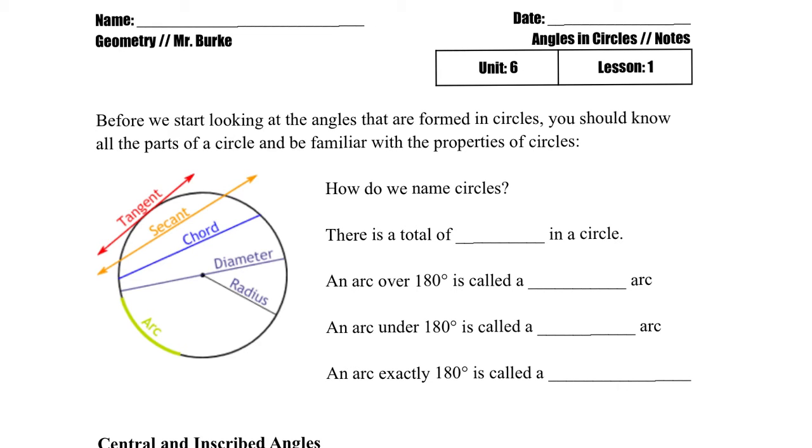All right, so in this unit, we're going to be taking a look at circles. We're going to be looking at angles in circles, segments in circles, and then eventually we're going to get into some sectors and areas and things like that. The first thing, though, is to make sure we know all the parts of a circle because we're going to be talking about all these parts.